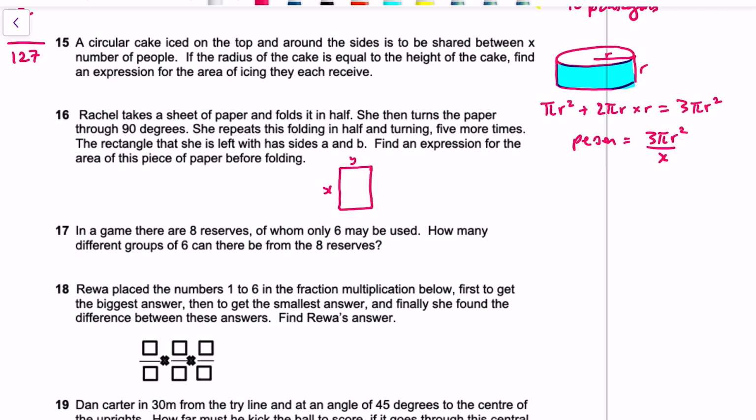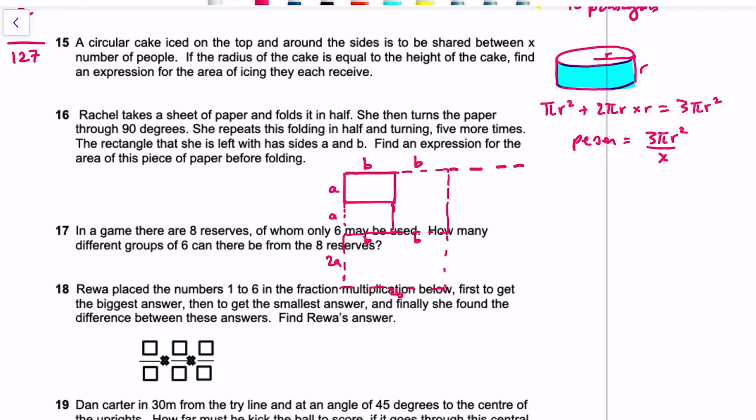She takes a sheet of paper and folds it in half. She then turns the paper through 90 degrees, repeats this folding in half, so it goes that way, and turning. Now let's go back to the start. Let's go to the finish. So if we end up with a rectangle that's A by B, if we halved that, then it would have been 2A and B. Then we turn that around so we're actually going this way. So that's 2B that way. Then we turn it around again. Running out of space here, we get another 2A that way and 2B that way.